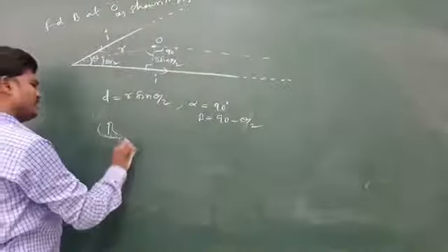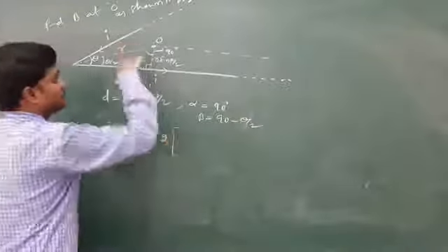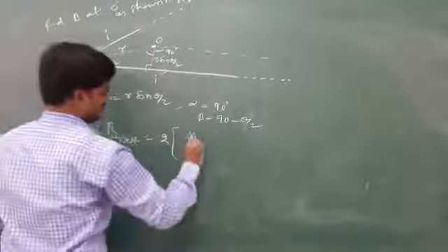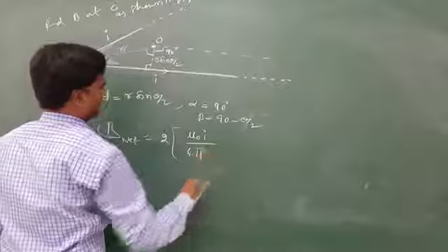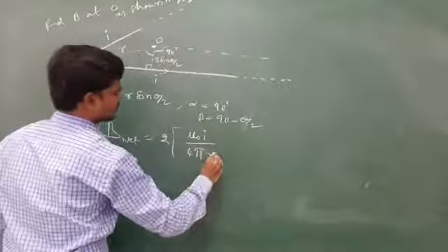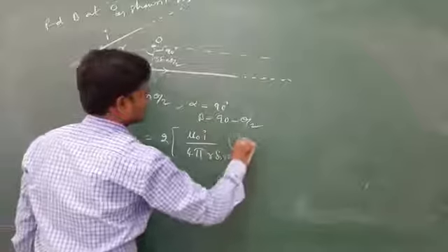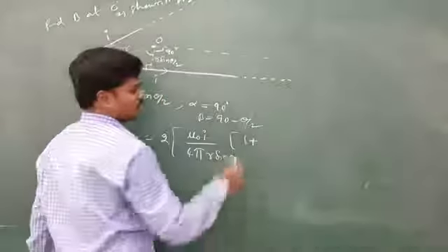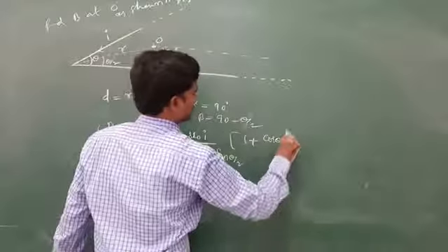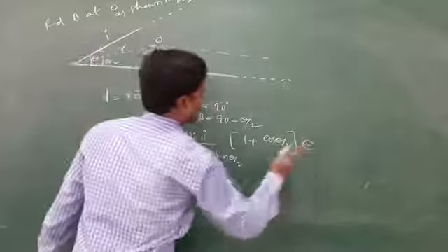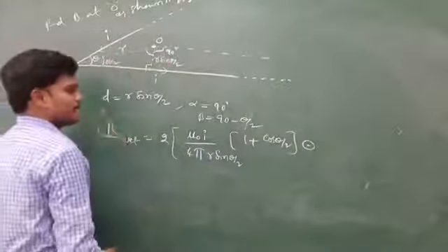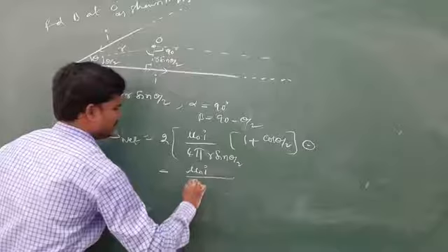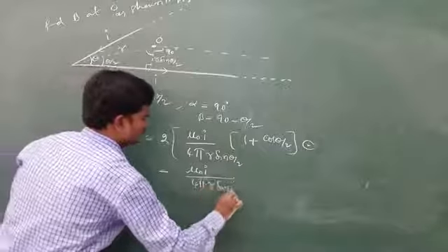Now the net field is 2 times, because the two are at the same distances. If this is theta by 2, this is also theta by 2. Mu naught I by 4 pi d. What is d? r sin theta by 2. This is sin 90, sin 90 is 1. Sin of 90 minus theta by 2 is cos theta by 2. And this is out of the board. These two are out of the board. So mu naught I by 4 pi r sin theta by 2.